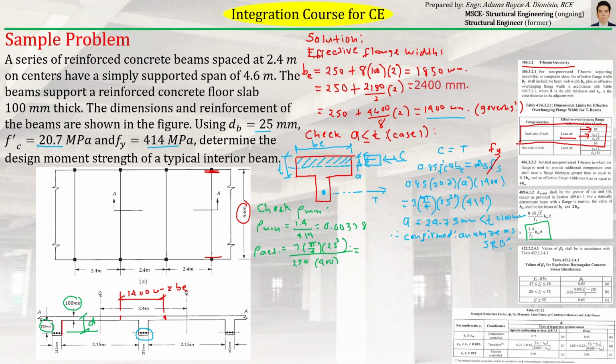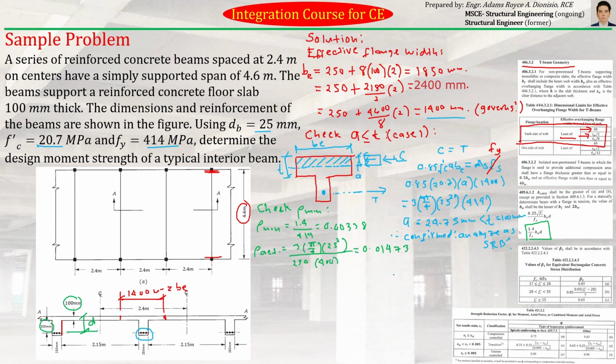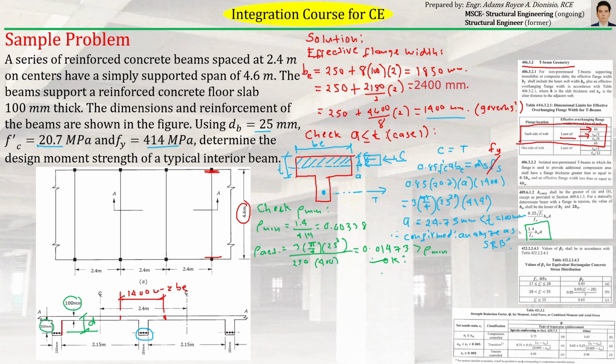Okay? So, check natin kung ano yan. 3 times pi over 4 diameter squared over 250 times 400. So, it will be 0.01473. Tama? 0.01473, which is definitely greater than rho min. Therefore, okay. Gusto lang natin malaman kung okay ba siya, kung greater than ba siya sa rho min or hindi.